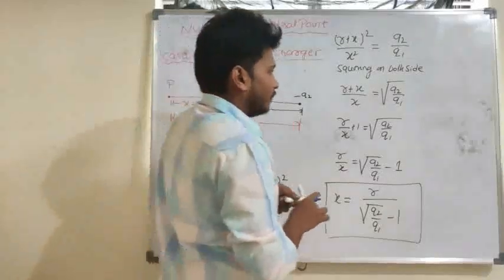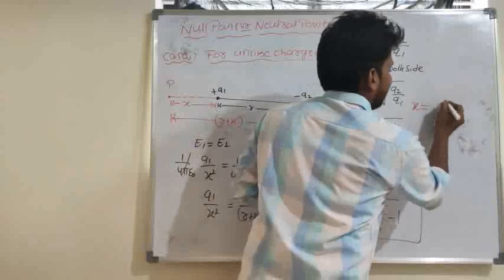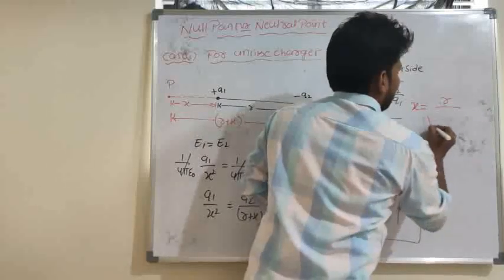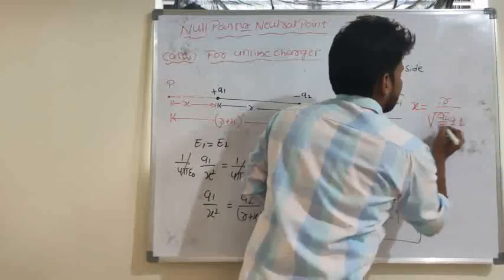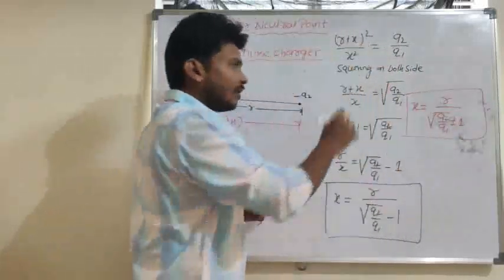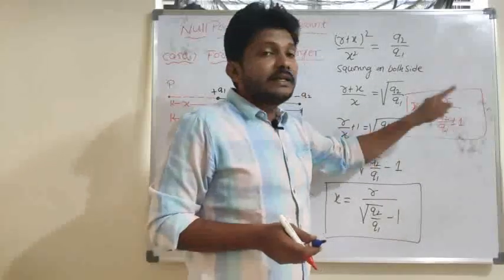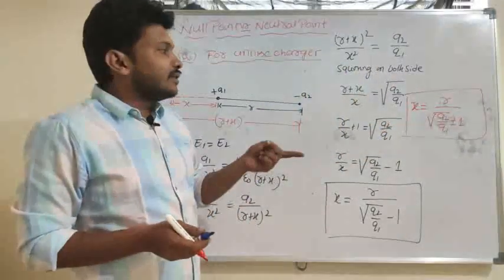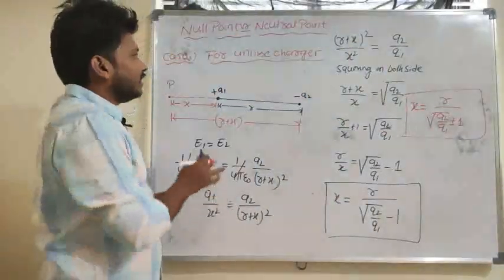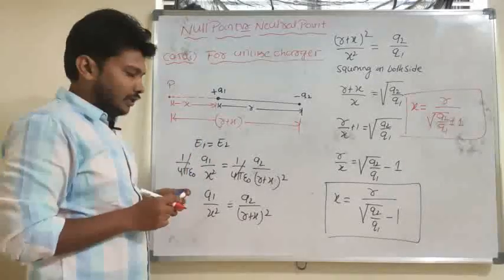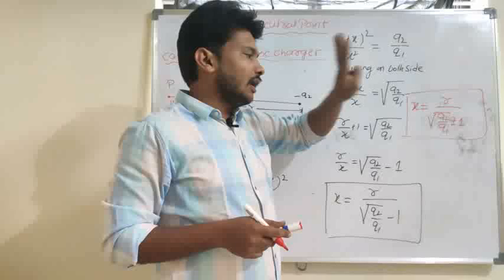In order to find the neutral point or null point, what is the generalized formula? I get it here: x is equal to r divided by square root of q2 by q1 plus or minus 1. When will you consider that plus symbol here? Positive if you consider similar charges, and for dissimilar charges it is negative. I hope you understand this in the determination of the neutral point. This is the formula to find the neutral point or null point.